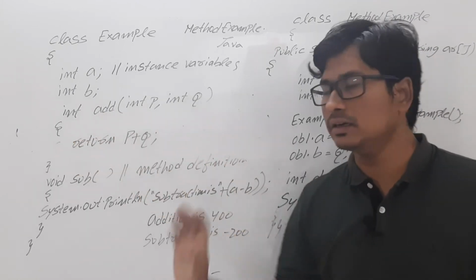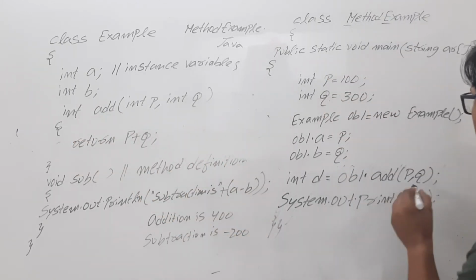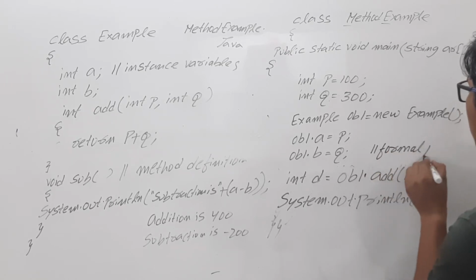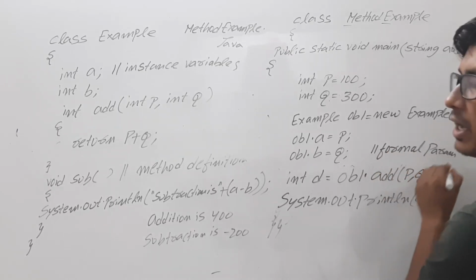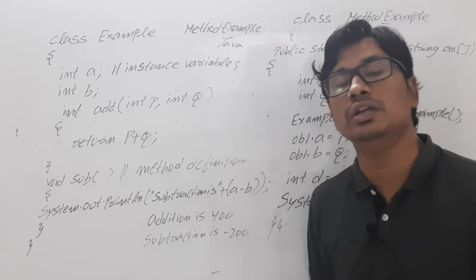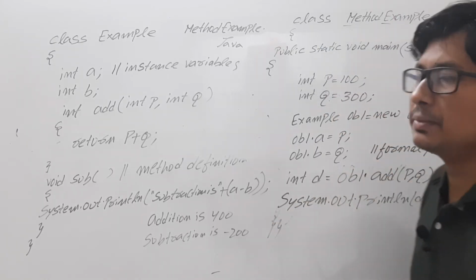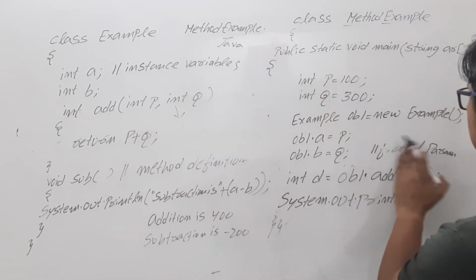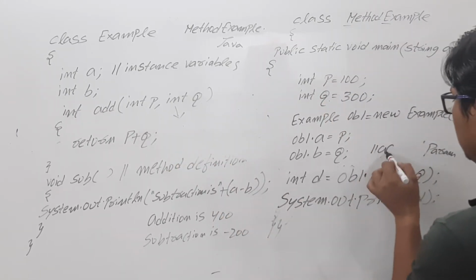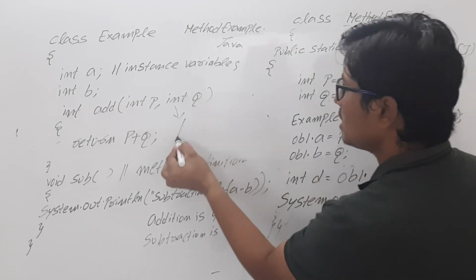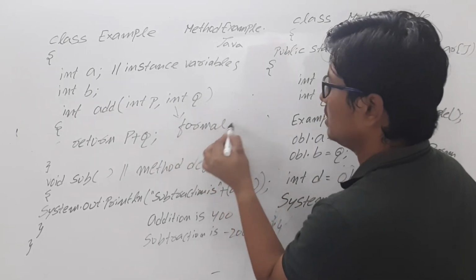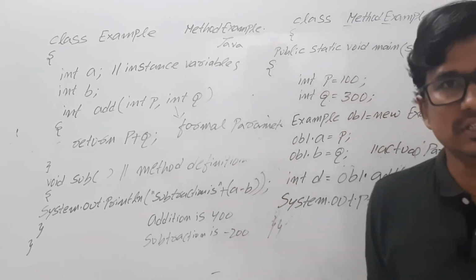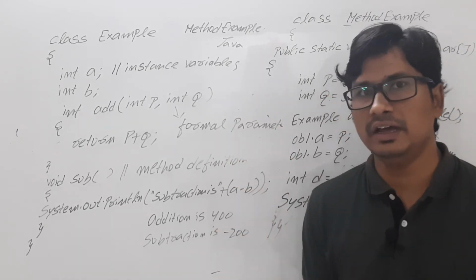Now here, this p comma q are called formal parameters or formal arguments. The parameters you are passing in the method call, we'll call them actual parameters. Oh, sorry, I mixed that up, I'm really sorry for it. This is actual parameters and this is formal parameters. The names of the actual parameters and formal parameters can be the same or can be different. I hope you have understood this program.